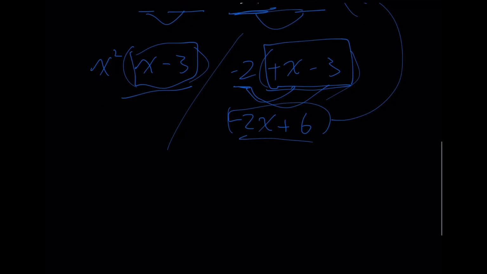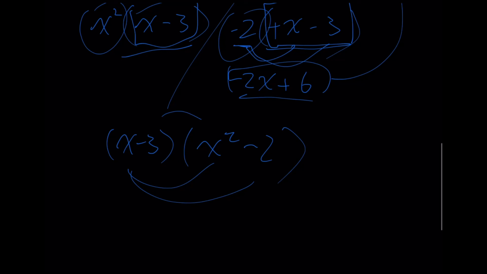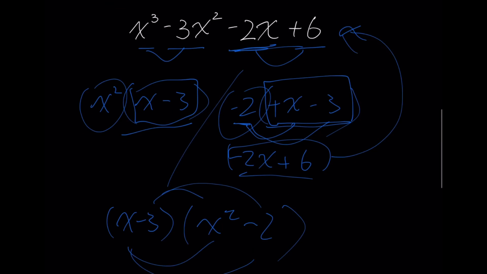So now we can group x minus 3 together. x minus 3 on one side, and on the other side we will have positive x squared and negative 2. Multiply this out, we will get x to the power 3 minus 2x minus 3x squared plus 6. Rearrange that, we will get x to the power 3 minus 3x to the power 2 minus 2x plus 6, which is the same as the top.